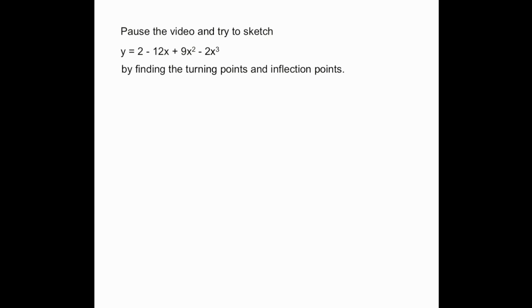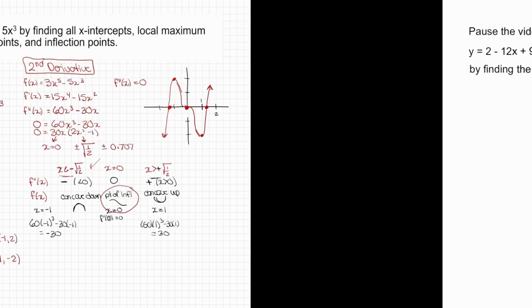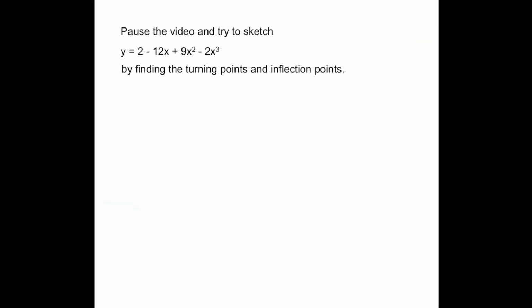Here's one last example, and I'd like you to try this one on your own by pausing the video and going ahead and giving it a try. You're going to use the exact same process that we used in the last question. Find the x-intercepts, use the first derivative to find the critical values, then the critical points, and then find the second derivative, use the second derivative test for concavity, and then graph it out. Pause the video for a second, and then when you come back, I'm going to show you the answer.